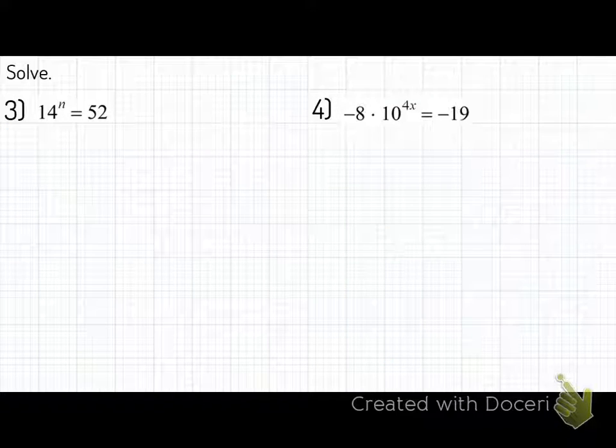Okay, moving on to number 3. Okay, number 3. We have 14 to the n power is equal to 52.